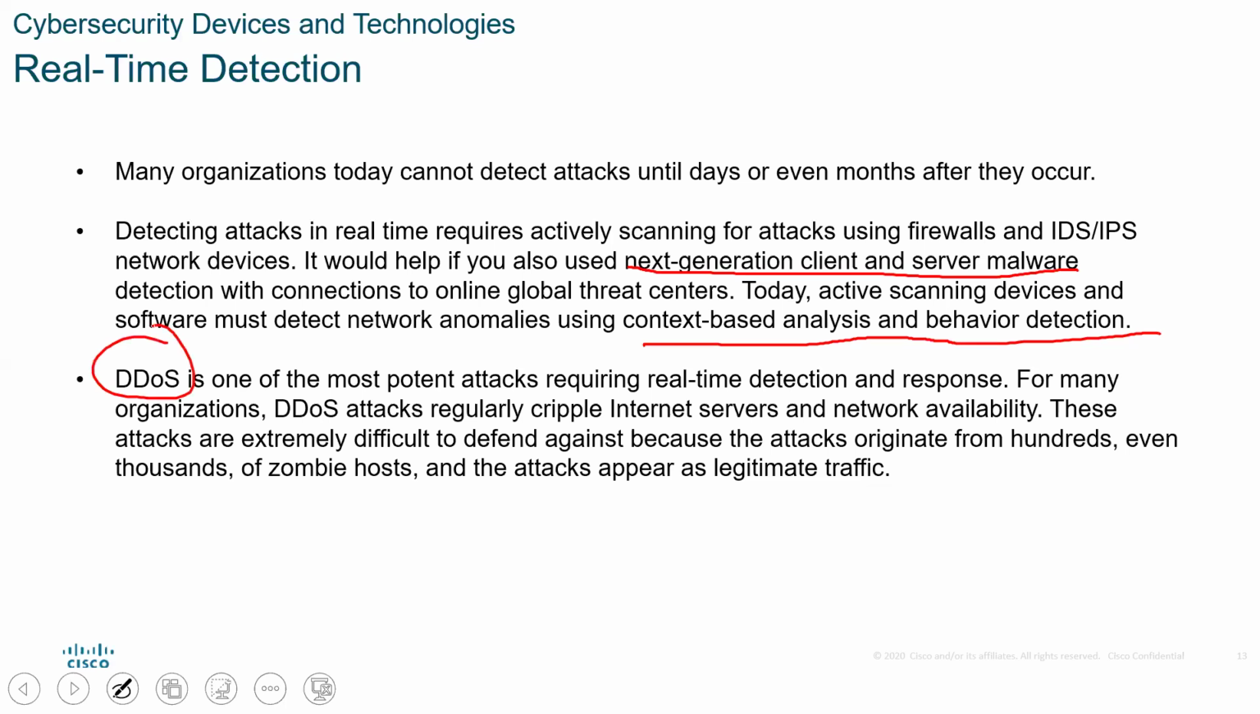DDoS stands for Distributed Denial of Service. It's a type of attack that is done on a system or on a network that comes from multiple locations. Now, DDoS is one of the most potent attacks requiring real-time protection and response. For many organizations, DDoS attacks regularly cripple internet servers and network availability. These attacks are extremely difficult to defend against because the attack originates from hundreds, even thousands of zombie hosts, and the attacks appear as legitimate traffic.